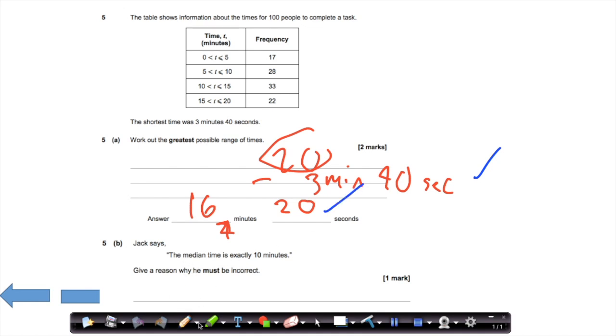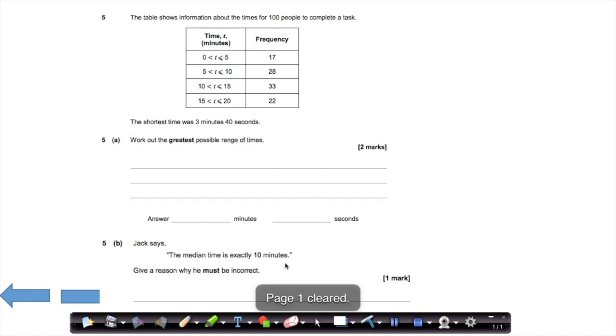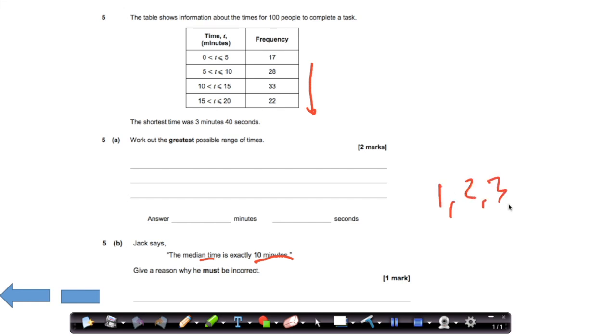For 5 part B, how do we know that Jack is wrong? The median time is exactly 10 minutes. He must be wrong because median, remember, we're talking about the numbers if they were in order. Which number would be in the middle? If they were in order, the number in the middle would be the median.